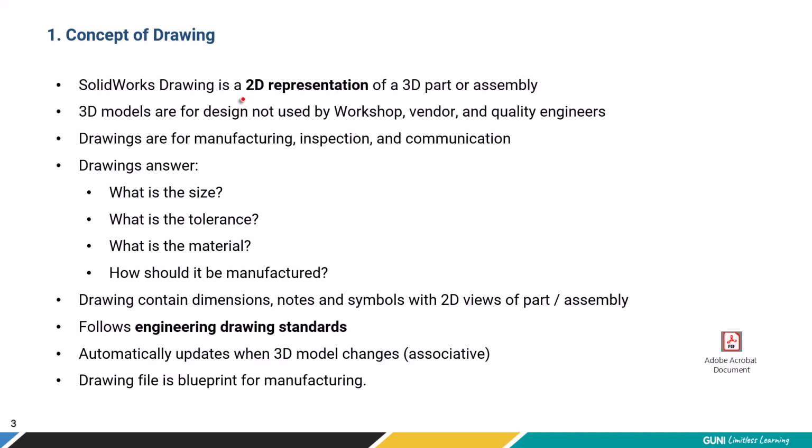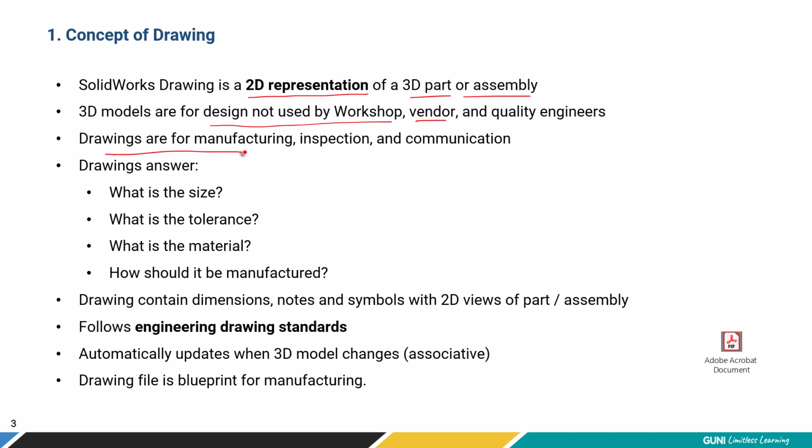Now basically a 2D drawing is a way of conveying the vital information regarding part and assembly to the manufacturer. So a SolidWorks drawing is a 2D presentation of a 3D part and assembly. Now 3D models are designed but not used by the workshop because they do not have a computer, they have machine tools to manufacture the part. So you need to convey the information via drawings.